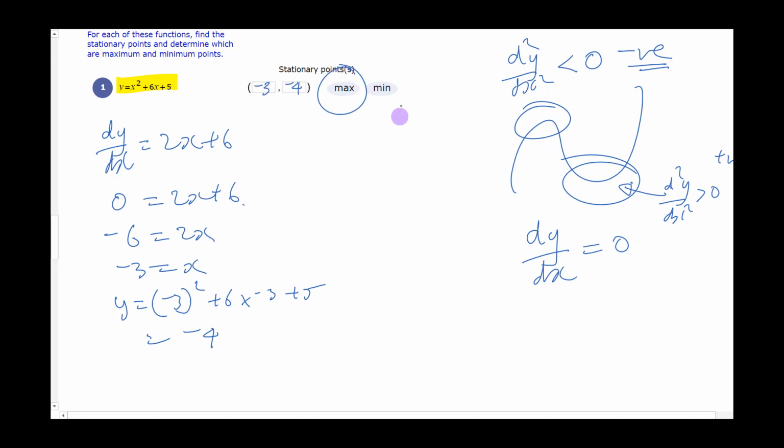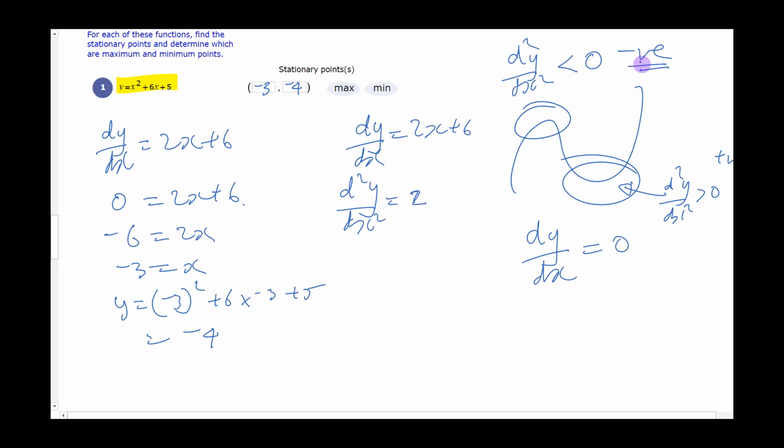But is it a maximum or is it a minimum? Which is it? Well, what we do is we find the second derivative. So the first derivative, we differentiated the first time, we got 2x plus 6. The second derivative, all we do is differentiate again. Differentiate 2x, you get 2. Differentiate 6, we don't get anything. So the second derivative is equal to 2.